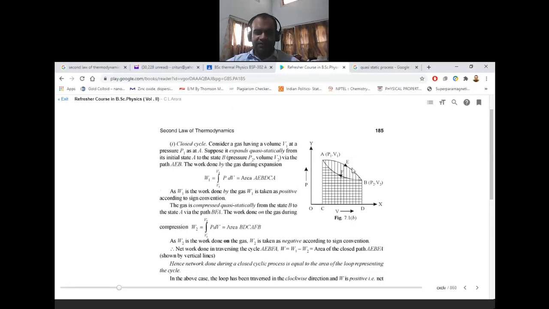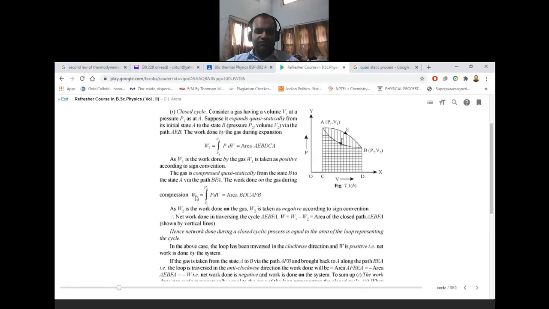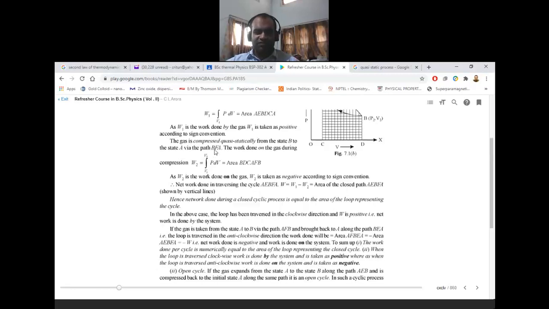A closed cycle is like A E B D C A. This is a closed cycle. The work done during expansion is taken to be W1, and the work done during compression, along B D C A F B, is W2. So what is the work done in the cyclic process? It will be W1 minus W2.